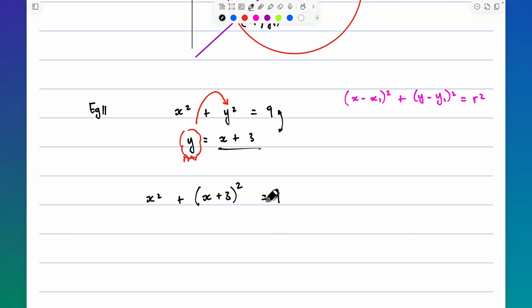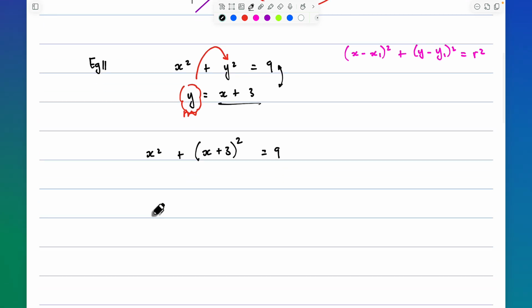The reason why we do this is because now we have one single equation that we can solve, one single equation with one variable. This equation only has x's. This is easier for us to solve, to find the x and the y coordinates.